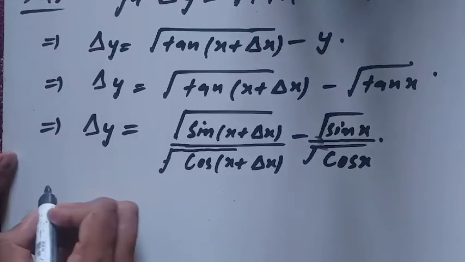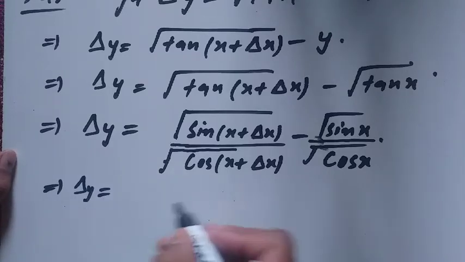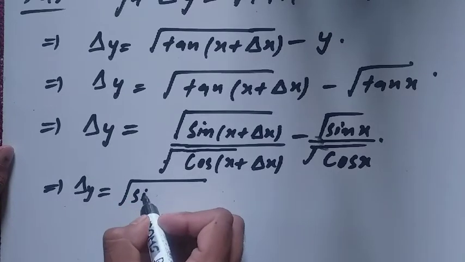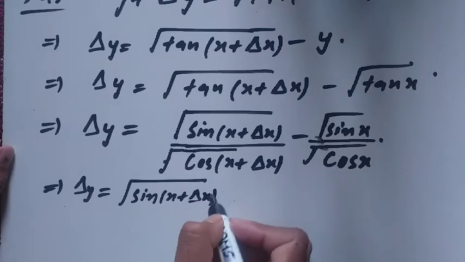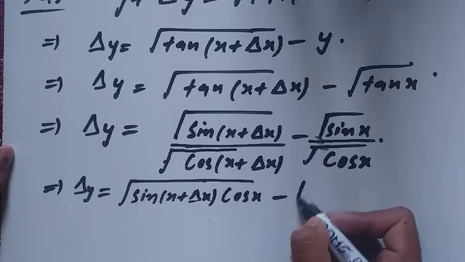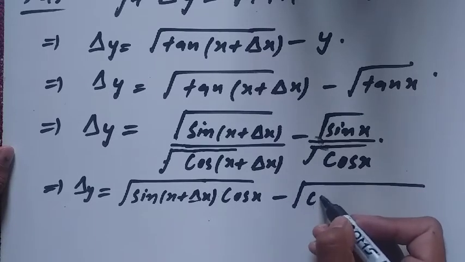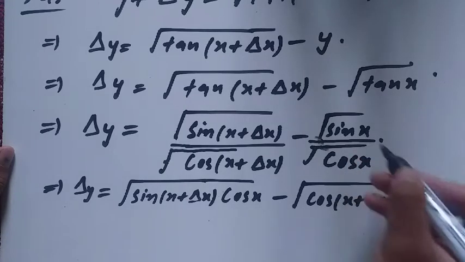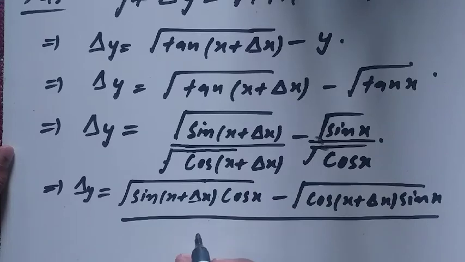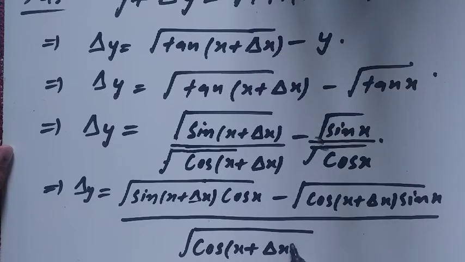All right. Now I can write here delta y is equal to, when we cross multiply, under root of sine x plus delta x and cos x, minus under root of cos x plus delta x and sin x, and the whole divided by, when we multiply these two, under root of cos of x plus delta x into cos of x.